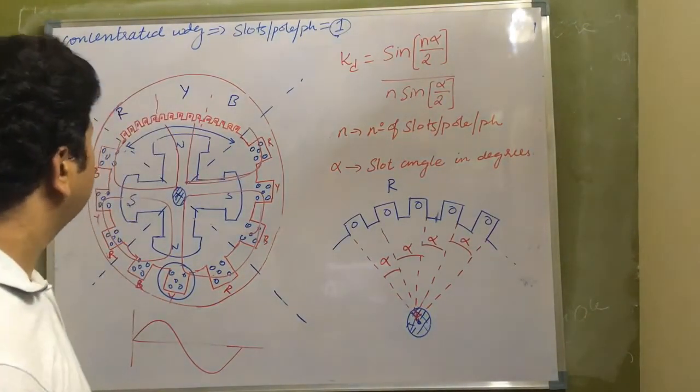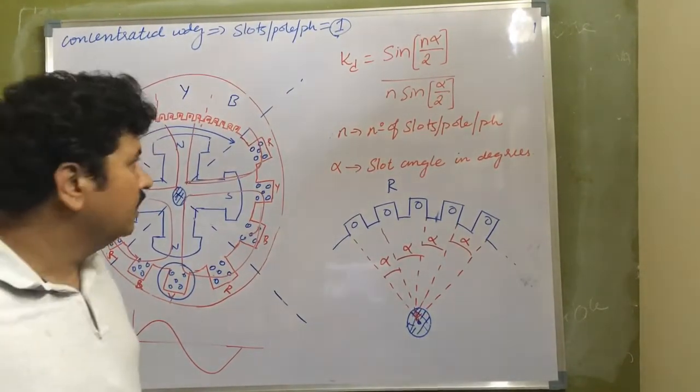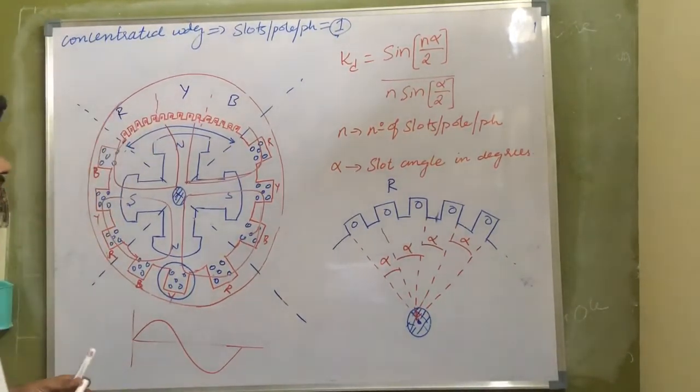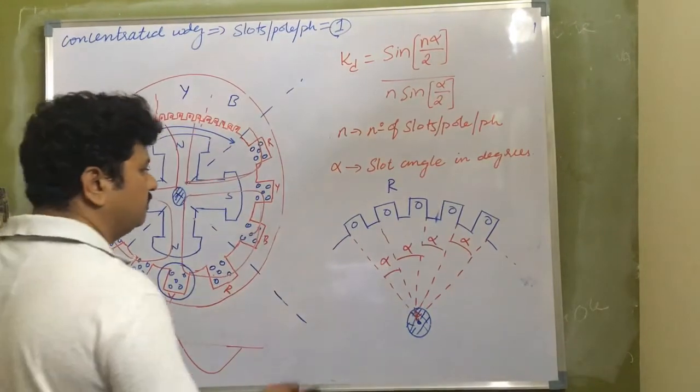Okay, so this is all about distributed winding. Next is full pitch and short pitch winding. There are various names for distribution factor.